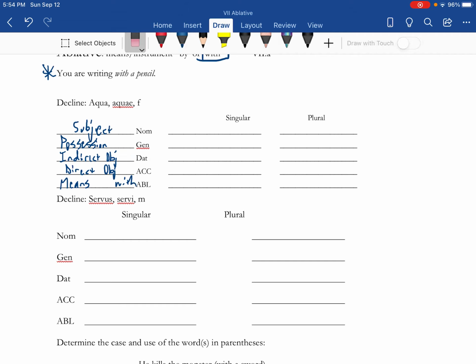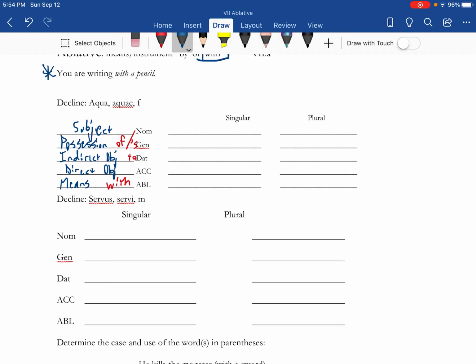Actually, just for ease sake, I'm going to switch colors because I can. That's what dreams are made of. Okay. And we'll use that a little bit down below when we're determining the case.